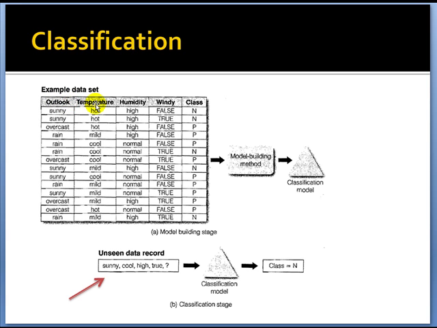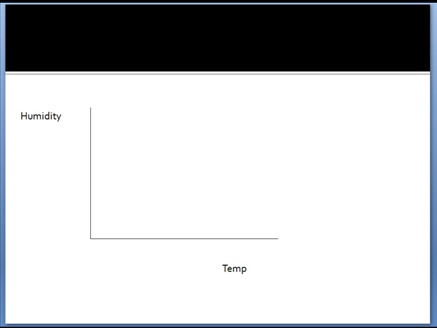So we could call one x and one y. It's a little clearer if you think of it numerically. Outlook is really not a numerical variable, but temperature could be. Let's suppose we had temperature and humidity, with temperature on the x-axis and humidity on the y-axis. A point out here would have high temperature and low humidity. A point here would have low temperature and high humidity.